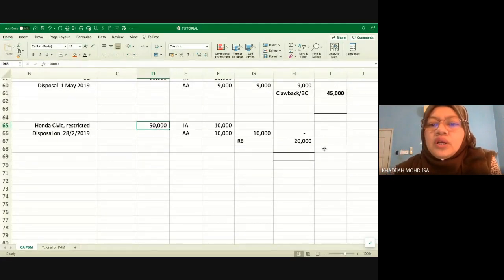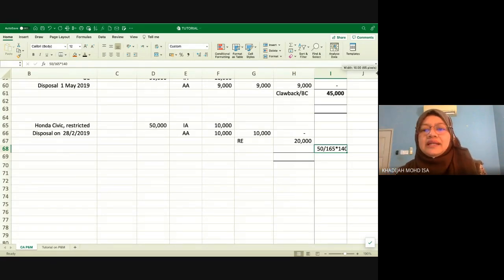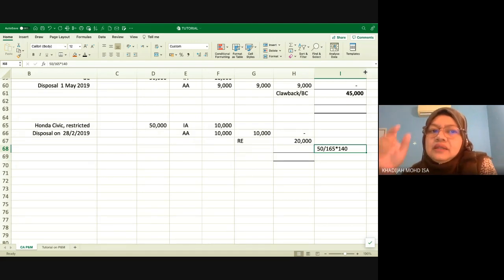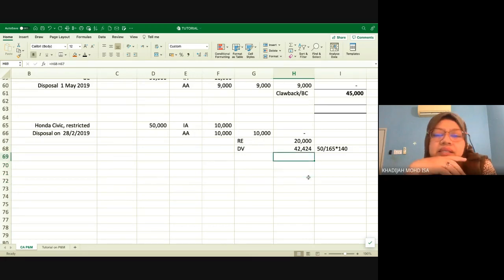So how are you going to do that? You're going to look at you restrict amount 50,000, right? Total qualifying expenditure, total cost is 165,000. So what you do is that you're going to restrict your disposal value based on the restriction on the qualifying expenditure. So 50 over 165, which is the total cost, times by the disposal value. All right, so for that, you will have your restricted disposal value of 42,424. Do you get the same amount? The restricted disposal value is, instead of 140,000, it is 42,424.